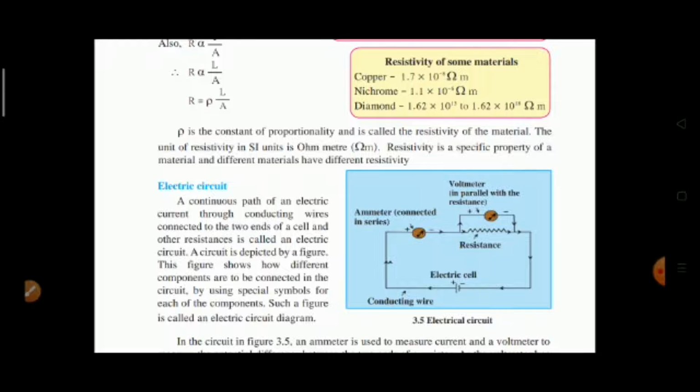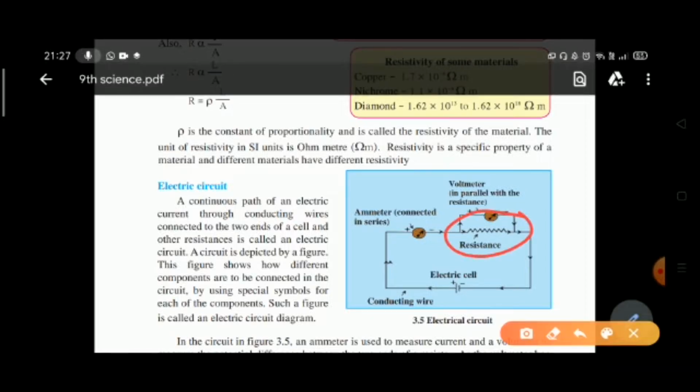So in an electric circuit, a resistance is present, the voltmeter is present, and the ammeter is present. The voltmeter gives us how much potential difference is applied to the wire, whereas the ammeter shows how much current is flowing through the conducting wire and the electric cell. That is the on and off button, the switch, which we have in our circuit at our home. And this is resistance.